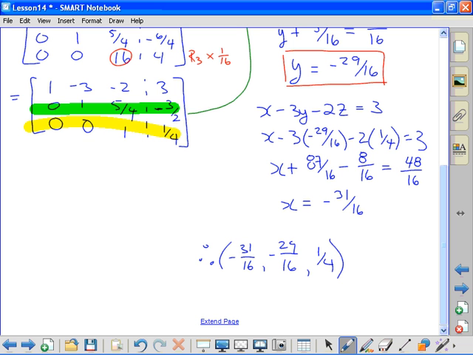So you found the point of intersection. So this is, therefore, an independent system with one solution.